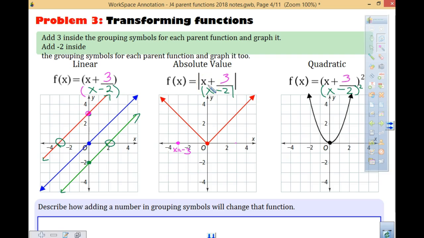Negative 3 plus 3 gives us 0. That's this point. If I plug in negative 2, negative 2 plus 3, absolute value of that is going to give me 1, right? X is negative 2. When I plug in x is negative 1, negative 1 plus 3 is going to give me 2, positive 2 in the absolute value of that. If I plug in negative 4, negative 4 plus 3 is negative 1, absolute value 1. So if you are not sure that it's working, plug in the next value.